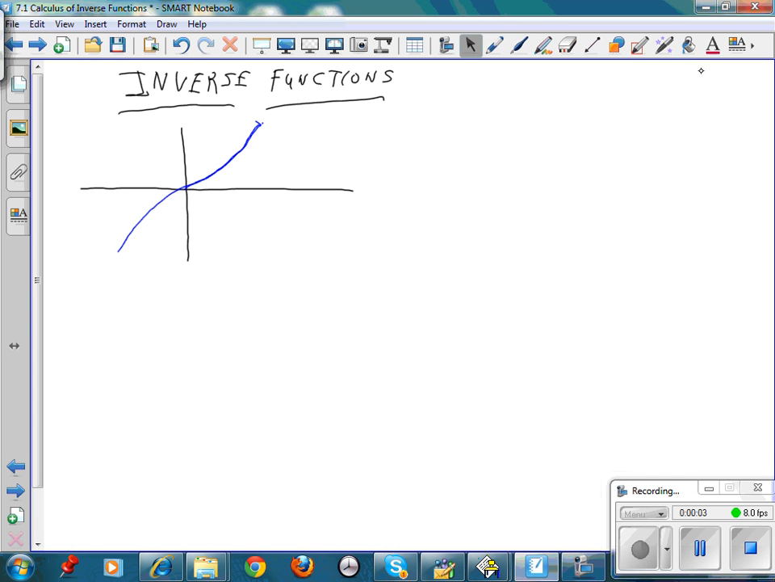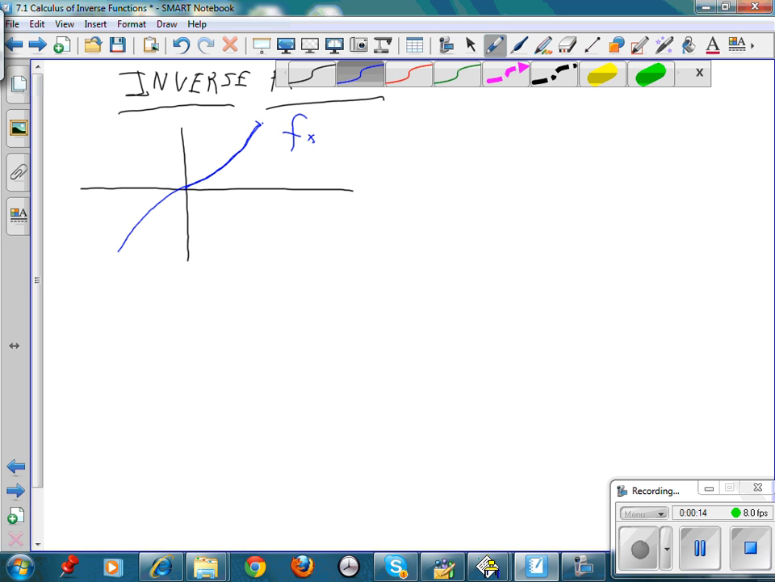Welcome back to our study of inverses. And just to remind you again, in order for a function to have an inverse, like this function f of x, it must be 1 to 1. 1 to 1 meaning for every value of x, there's one y, x1, y1. There's one and only one y value.